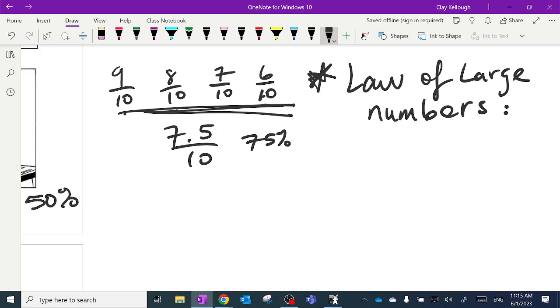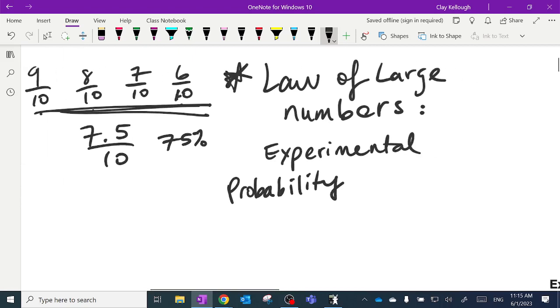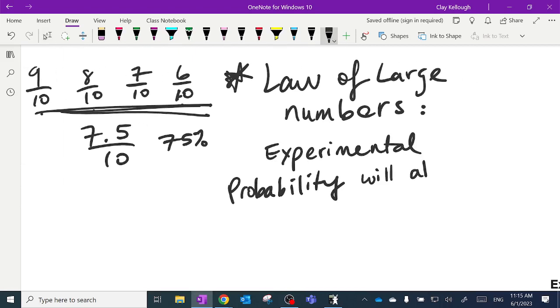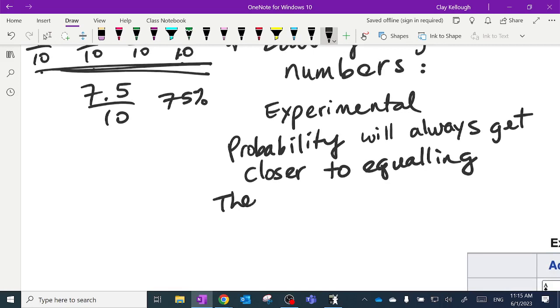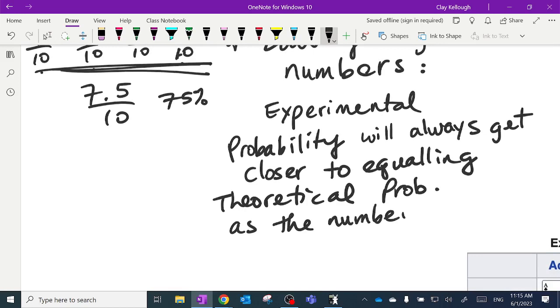And the law of large numbers says experimental probability will always get closer to equaling theoretical probability as the number of trials gets larger.